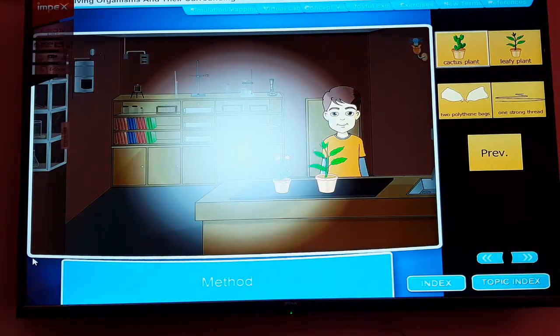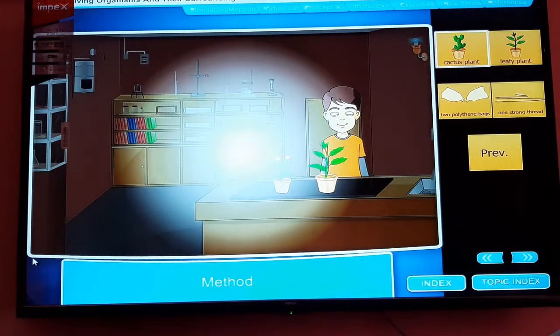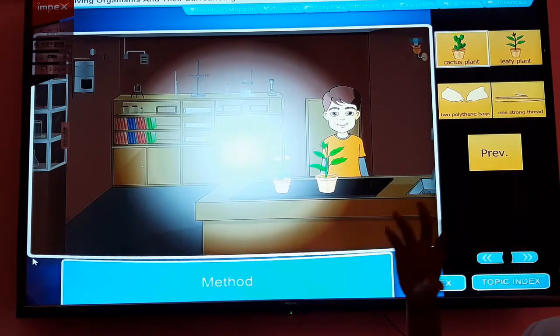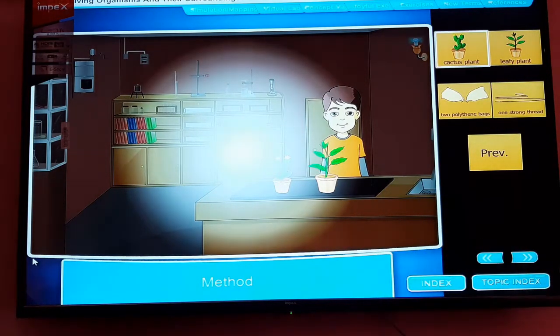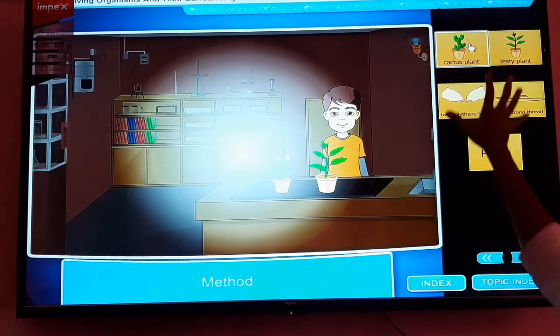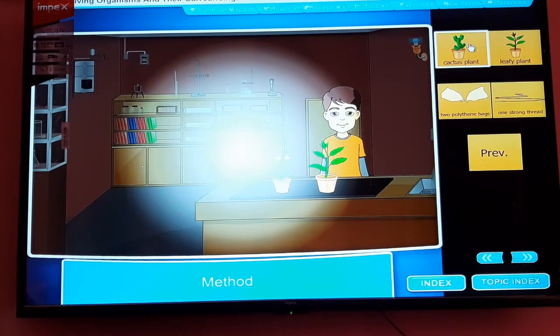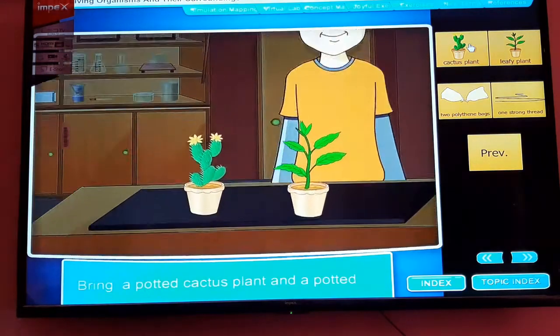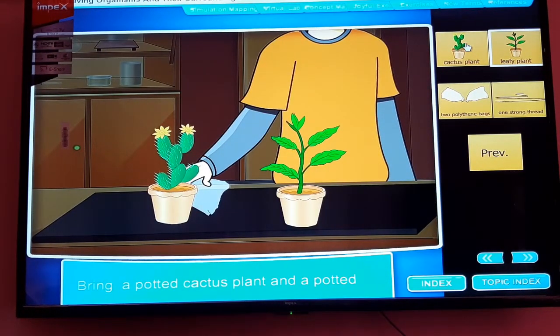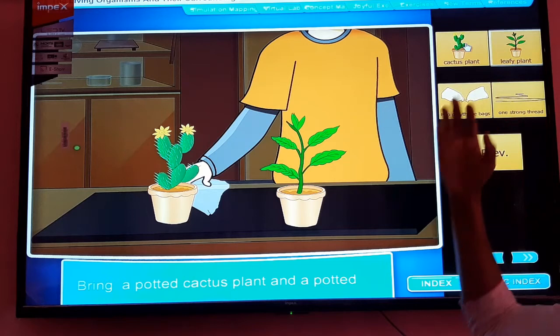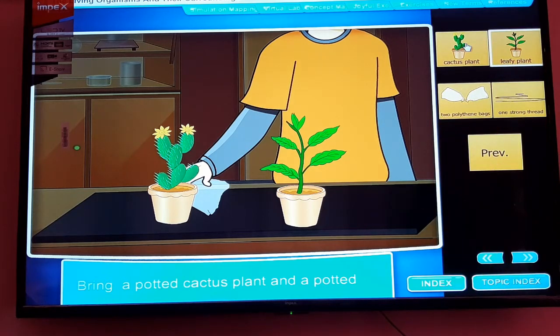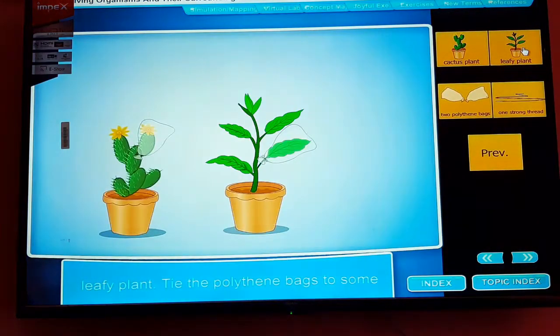So this is a virtual lab set up. Here the teacher is going to demonstrate the experiment. First we are going to take a cactus plant. Here the things are given. So first the teacher is going to take the cactus plant. Bring a potted cactus plant. Now we are going to take a terrestrial green leafy plant. So let's take a potted leafy plant.